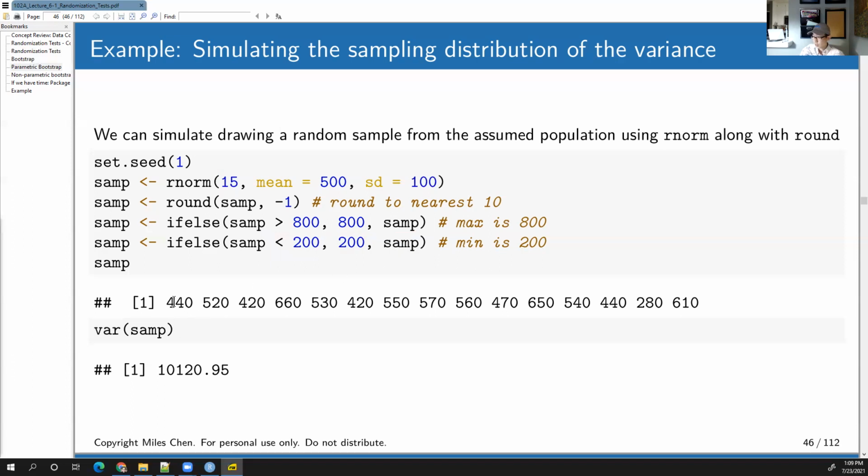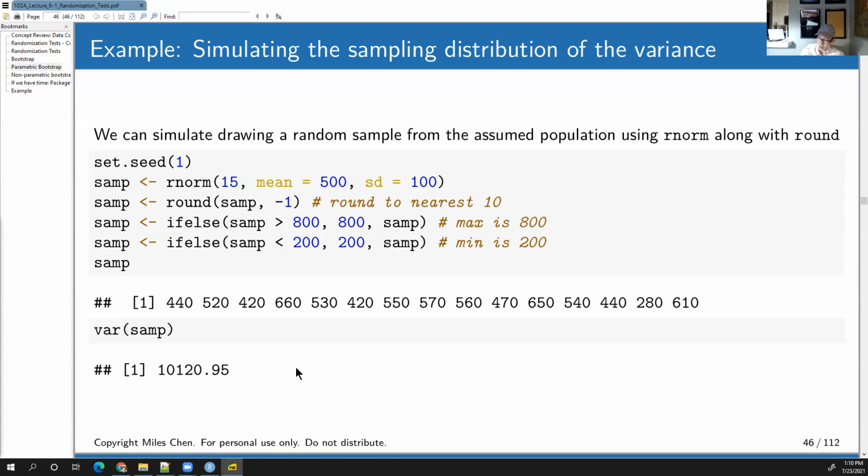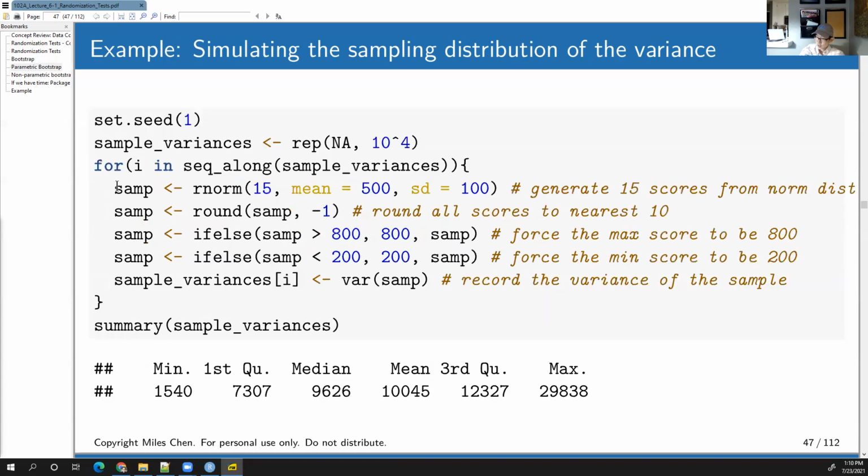If we do that, here's one random sample of 15 values. We get scores of 440, 520, 420, 660, 530, 420, 550, 570, and so on. And we ask, what is the sample variance of my sample? I get a variance of 10,120.95. We can imagine repeating this over and over again. So I'm going to write a for loop where I do this 10,000 times, and create a vector of sample variances.